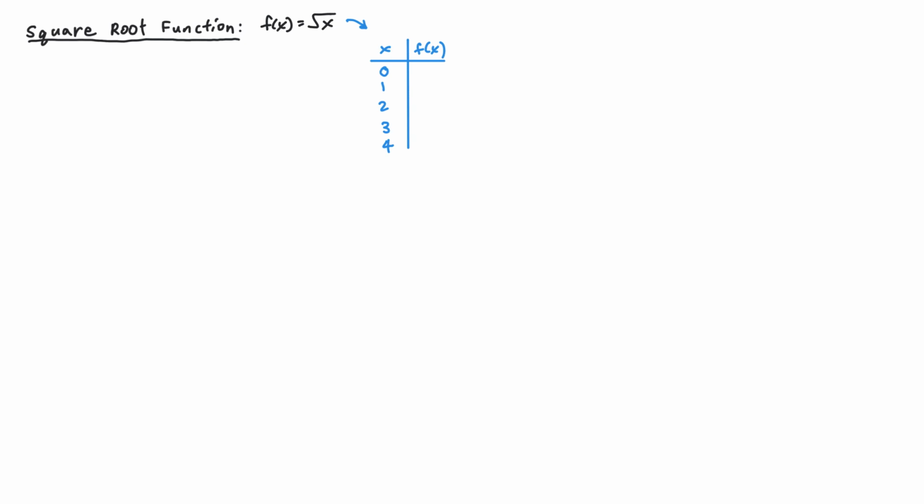When we plug in x equals 0, we get the output square root of 0, which is just 0. When we plug in x equals 1, square root of 1 gives us 1. Next, for x equals 2, the output is square root of 2, which we can type into our calculator to get approximately 1.4. For x equals 3, the output is square root of 3. Again, typing this into our calculator, we get a decimal, approximately 1.7. And then lastly, for x equals 4, the output is square root of 4, which is 2.